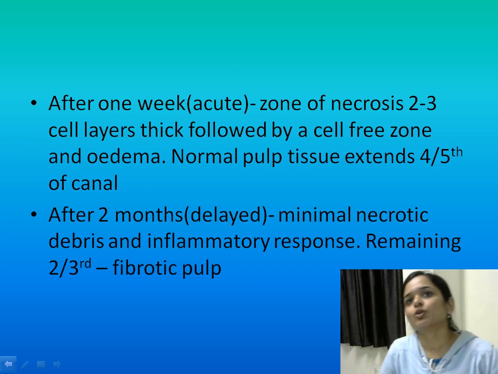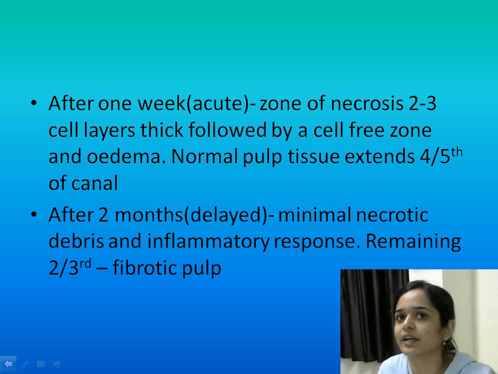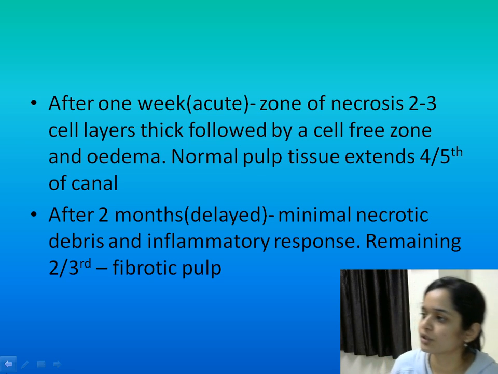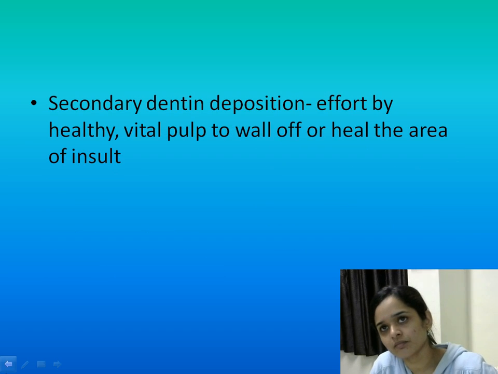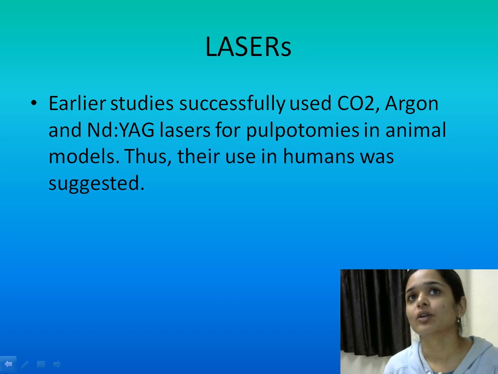After 1 week, zone of necrosis was 2 cell layers thick, followed by cell-free zone, edema, that is inflammatory zone, and normal pulp tissue extends 4/5 of the canal. After 2 months, necrotic debris and inflammatory response was there, and remaining 2/3 of the tissue was fibrotic pulp. So here mostly we will see fibrosis. In some cases there was secondary dentin deposition, an effort by healthy vital pulp to wall off or heal the area of insult. Now lasers.